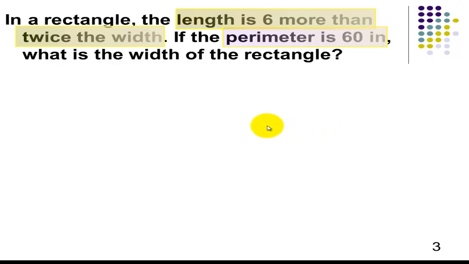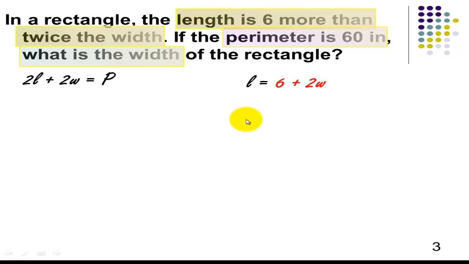Let's start by writing the formula for the perimeter of a rectangle: 2L plus 2W equals P. Now, 6 more than twice the width, I can write L equal to 6 plus 2W. Now the perimeter is given, so P is equal to 60. The question is, what is the width? So first, I'm going to replace L here by 6 plus 2W.